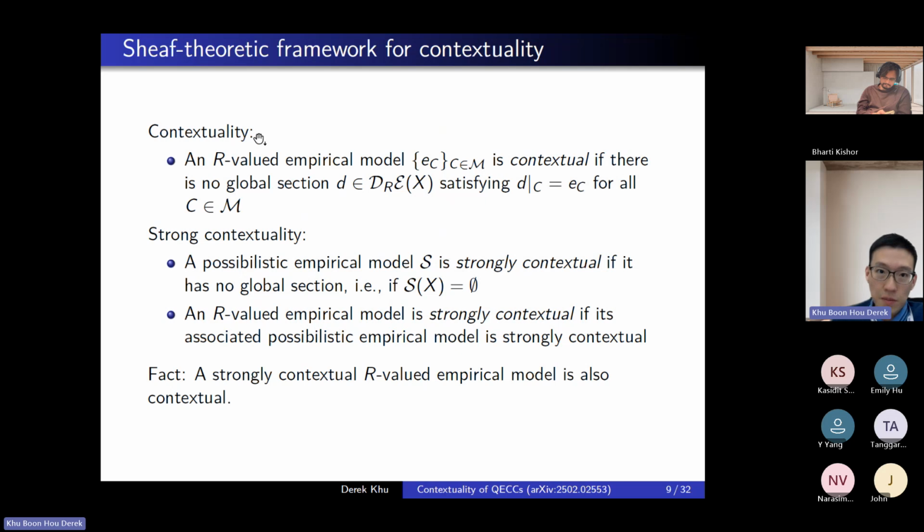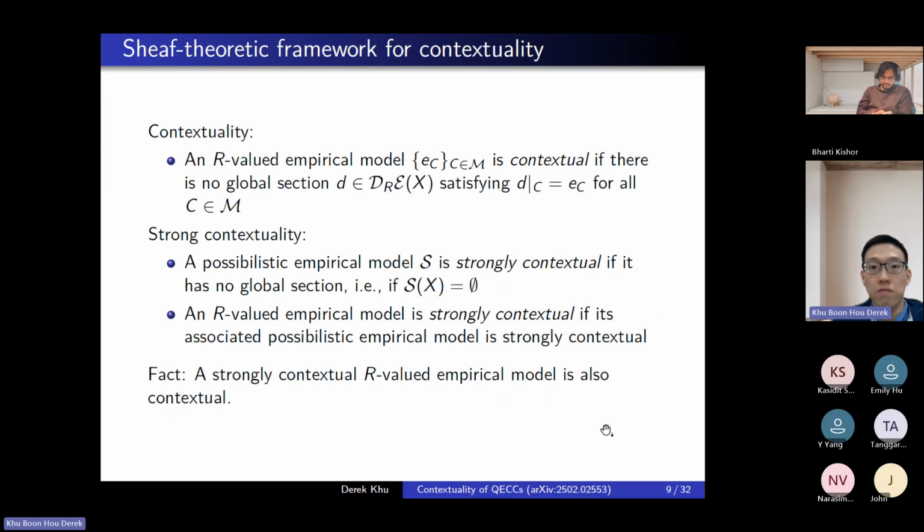So what do we mean by contextual? We say a model is contextual if there is no global distribution which restricts to each of the marginal distributions that we have in the model. Strong contextuality basically means that there is no global section for the possibilistic empirical model. And it is a fact that a strongly contextual model is in fact also contextual. So I think this is related to the question asked just now.